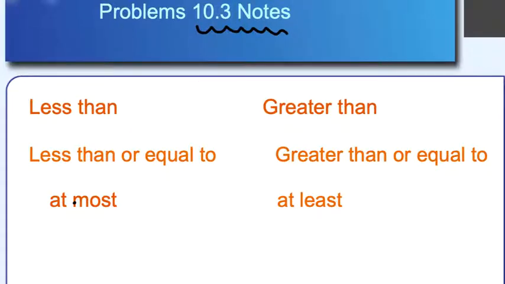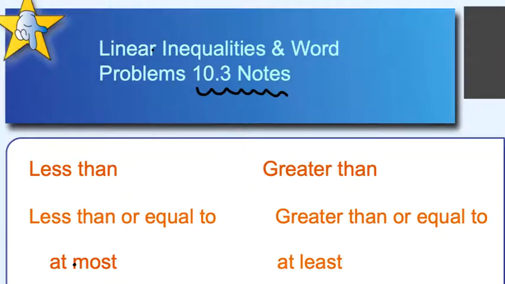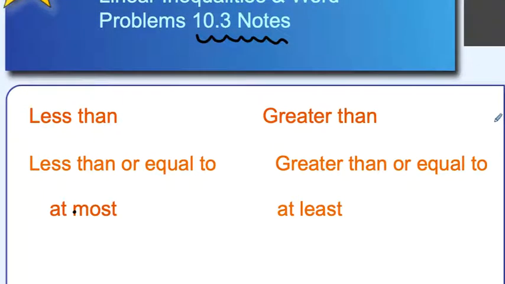Hi everyone, so today I'm going to be going over linear inequalities in word problems, section 10.3, and I want to make sure that we understand just how to turn words into inequalities. So we've done so far less than. We know that would give me the less than symbol, or the greater than would give me the greater than symbol. We also have talked about the fact that if it says equal to, we have to use a slightly different symbol, so less than or equal to, or greater than or equal to.